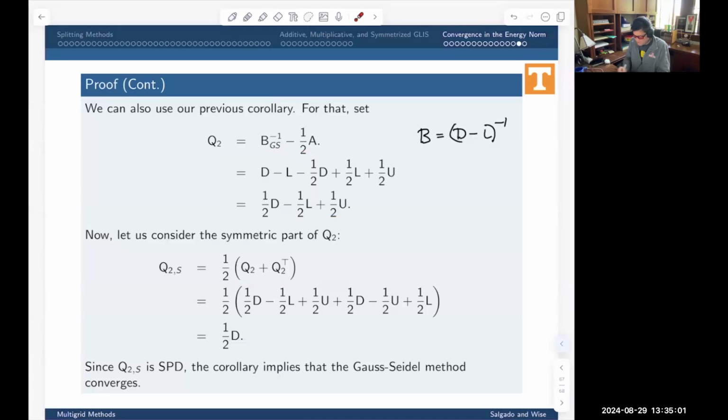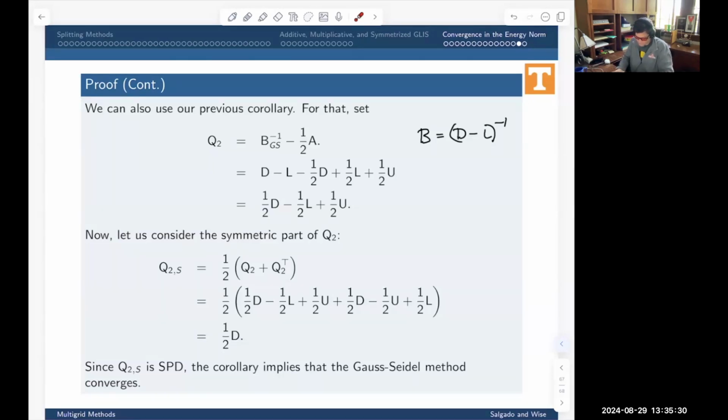Take the symmetric part of this, do the calculations, you find you get 1/2 D. So the question is, is this symmetric positive definite? The symmetric part, this Q2 matrix, is equal to 1/2 D, and D is a symmetric positive definite matrix, so check. So that corollary that we had to a previous theorem a couple of slides ago gives us that the Gauss-Seidel method is convergent.